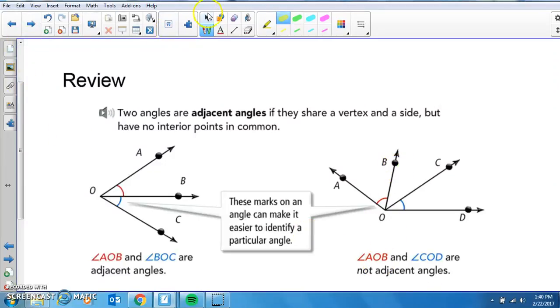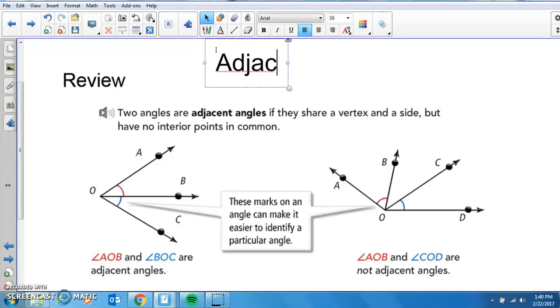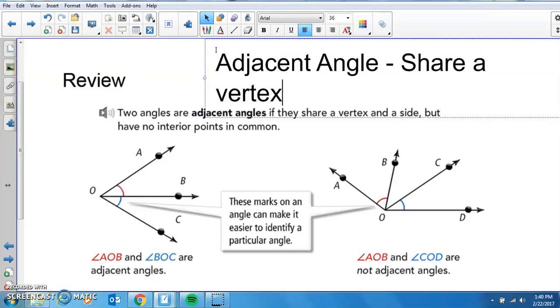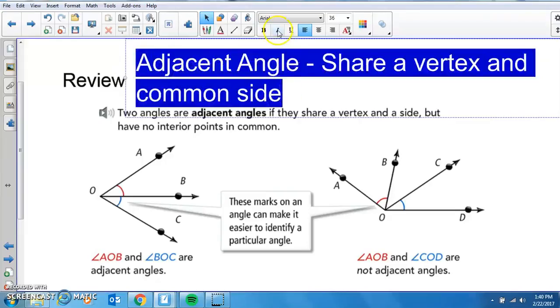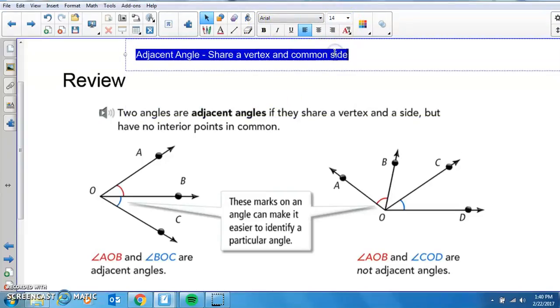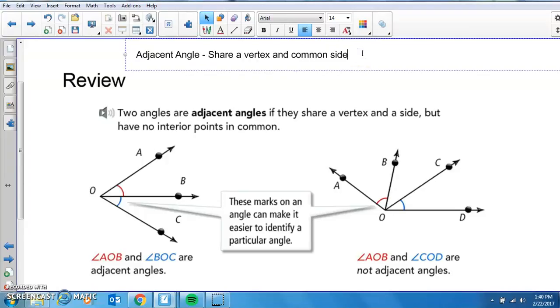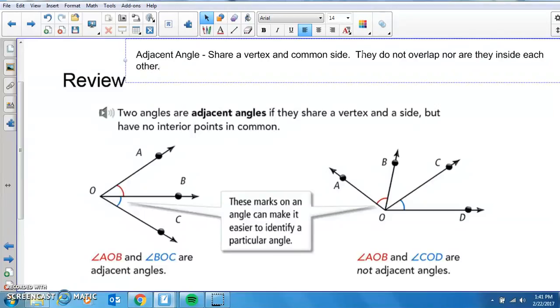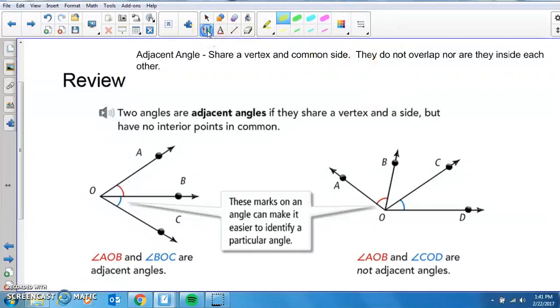One little note I want you to put on your notes is this. Adjacent angles share a vertex and common side. And let me change the size of this, please. Give me just a second. Okay. They share a vertex and a common side. They do not overlap, nor are they inside each other. Okay, so adjacent angles. They are side by side, they share a common side, they share a common vertex, and they do not overlap, nor are they inside of each other or inside of one or the other.